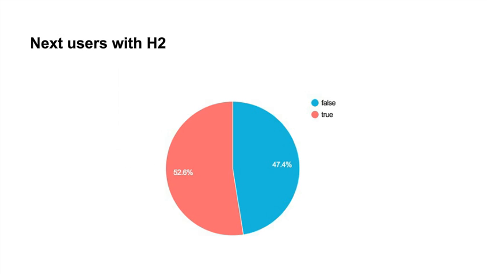So unique users on Next with H2, it's basically half. This will fluctuate a little bit, but half is where we're at, which is pretty good. I think over time that's going to go down as more users migrate from ft.com and bring with them their legacy browsers, like IE8, which is obviously horrible.